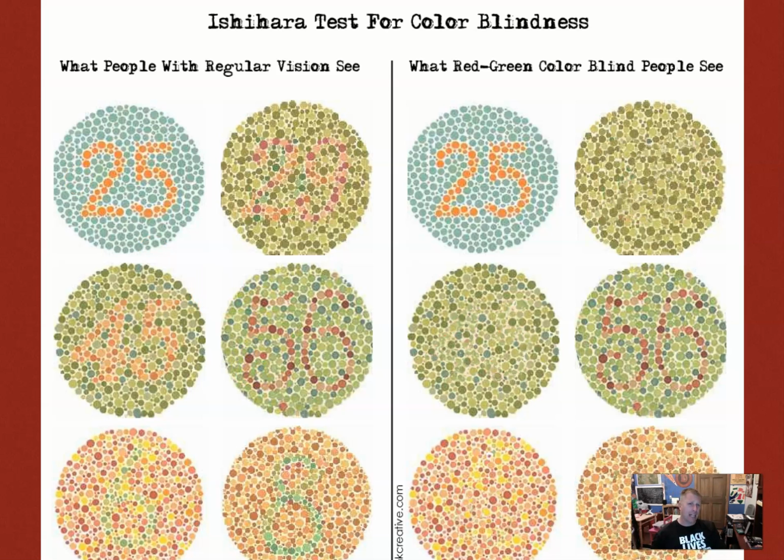So these are some standard colorblind tests, and you can pause this and take a look at them. This is showing on the left what people with regular vision see, and this is what a colorblind person would see. So they can see this one just normal. The 29 here they can't see. The 45 they can't see. 56 are okay, but then some of these other ones here, they're having a hard time.